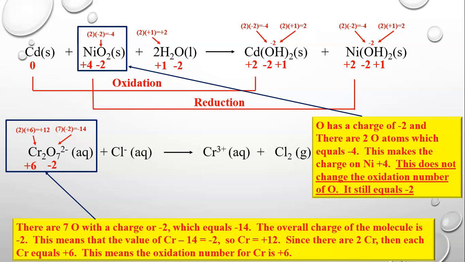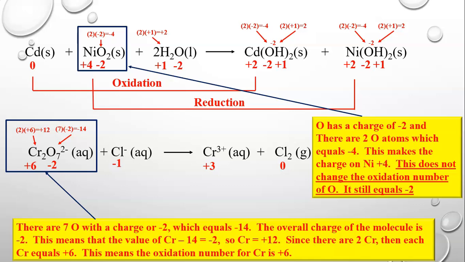Okay, the rest of them are easy. Chloride, the chloride ion, that's not a trick question. It's a minus 1. The chromium 3 plus, that's not a trick question. It's a plus 3. And the chlorine is a diatomic molecule in its natural, most stable state, and so it's going to have an oxidation number of 0.